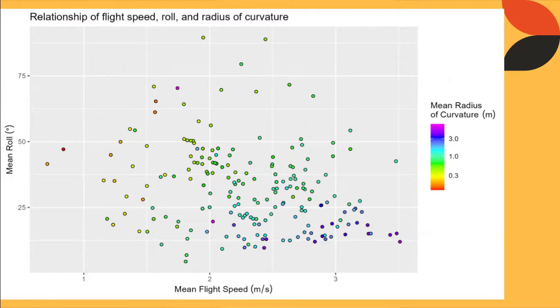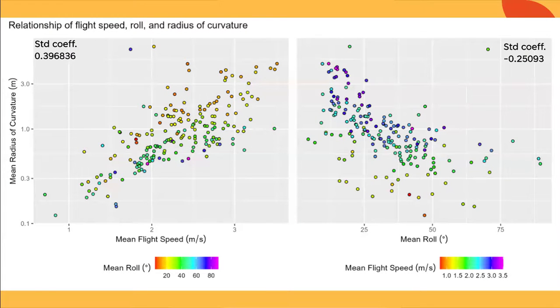So that kind of inspires the question, does that mean that flight speed is a little more important than the roll angle? To answer this, if you think about this as being like a 3D graph, we can rotate this so that the mean radius of curvature is on the y-axis, and then flight speed and roll angle are on the x-axis. What you can kind of see here is flight speed has a much tighter correlation than does roll angle. They're both reasonably good correlations, but the speed is really the tightest correlation.